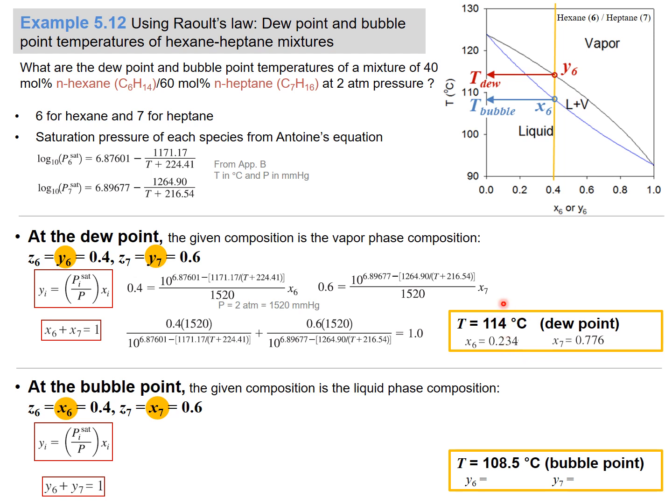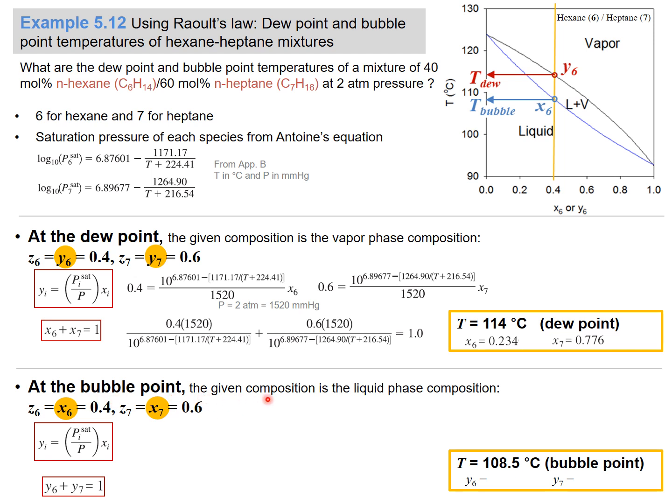Then, by using the temperature, you can also calculate the liquid phase composition of hexane and heptane. So 0.234, 0.776. In this diagram, x6 at the dew point is here, this one, 0.234. Let's go to the bubble point in the same way.